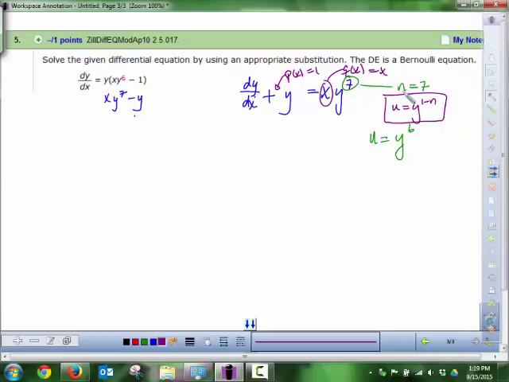So your substitution for a Bernoulli equation is u equals y to the power 1 minus n. It should be negative 6, right? Is that better? Does that look okay? All right, and so you have a bunch of y's to replace. You're going to need to figure out what y is equal to. Y is equal to u to the, how does the power go? Is it positive 6 or is it negative 1/6?